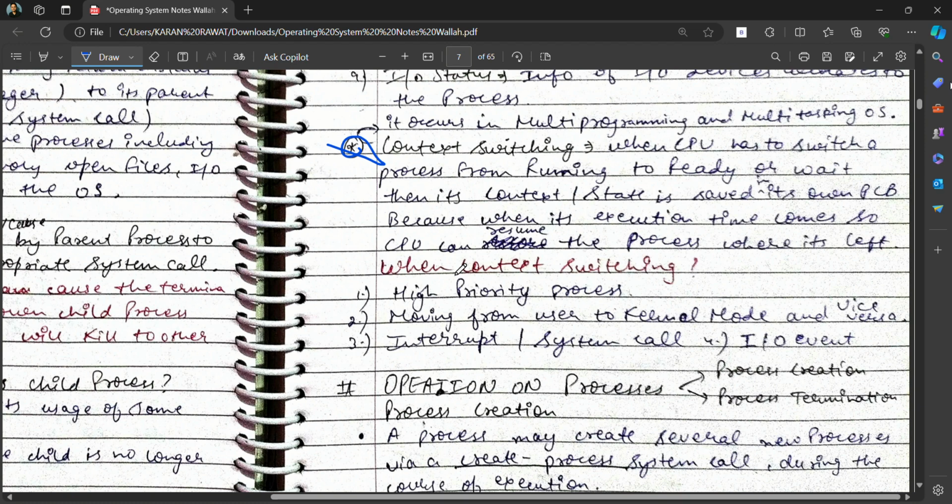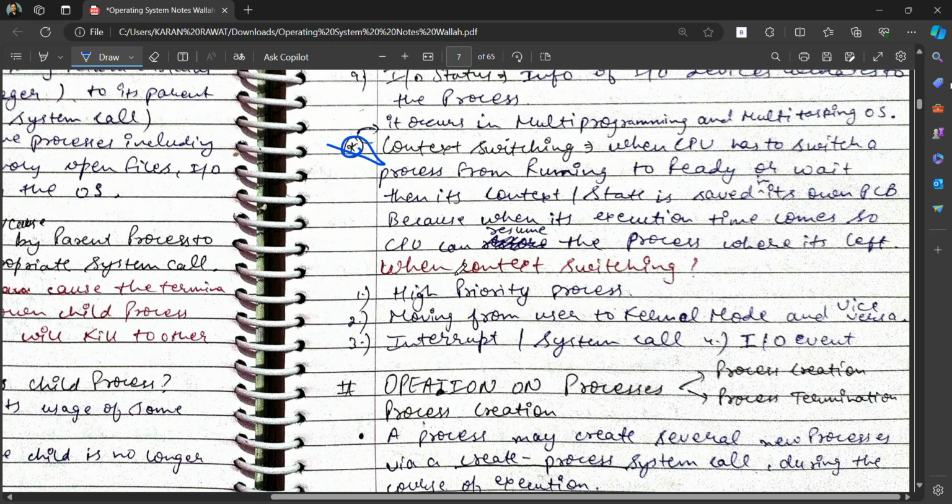So that's why it is saving its state, or context, and it is saving it in its own PCB. So that whenever it comes in the future, and it definitely will come in the future, the CPU can start or resume its execution where it left off. Basically, it left at 20%, so it will start from the same 20%. It will not start from scratch at 1%. It is going to resume that process, not restart that process.